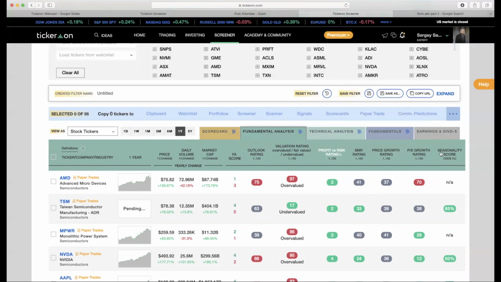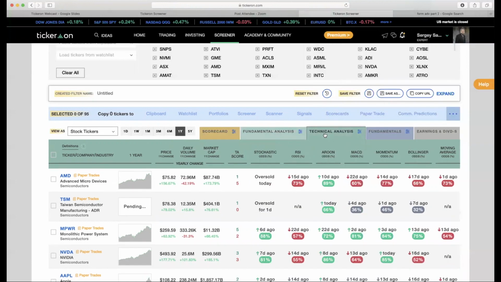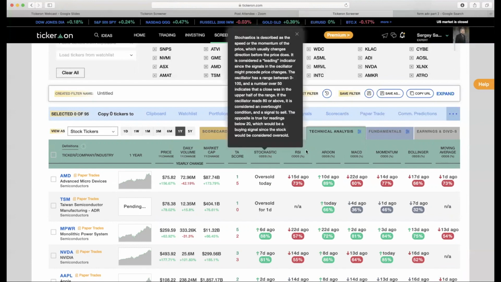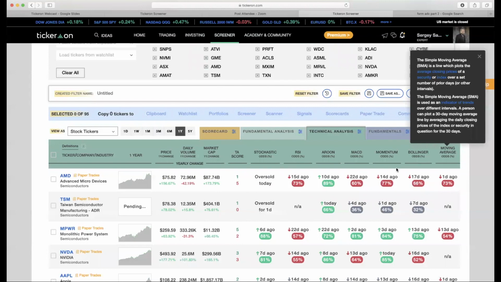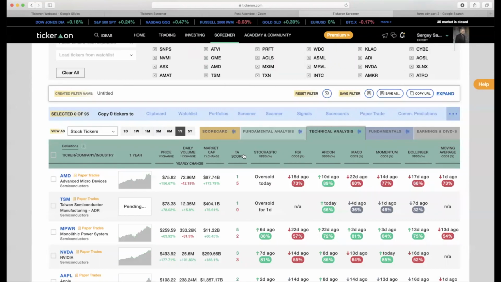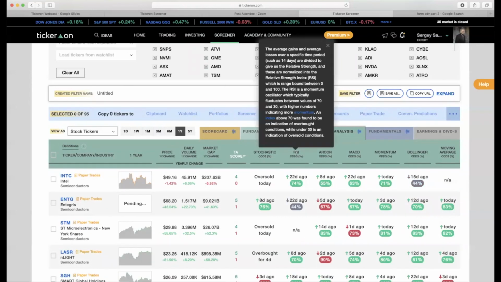And all of this. Then we got technical analysis, which would give us the same thing, but for technical analysis. So we have all the TA things that you would normally be doing on a chart yourself manually. Takes a lot of work, right? You got the RSI, the RUN, MACD, momentum, Bollinger Bands, and moving average. So pretty self-explanatory. You can sort by all of them. You can sort by TA score. You can sort if you like the RSI, right?